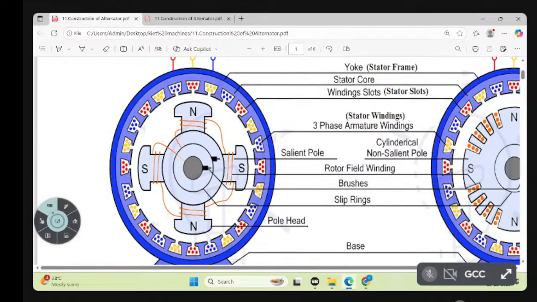On the slip rings, brushes are placed: positive brush, negative brush. Only two brushes. One is called the positive brush, the other one is called the negative brush. These two brushes are available on two different slip rings. One slip ring is here, one slip ring is here. Here positive brush, negative brush.